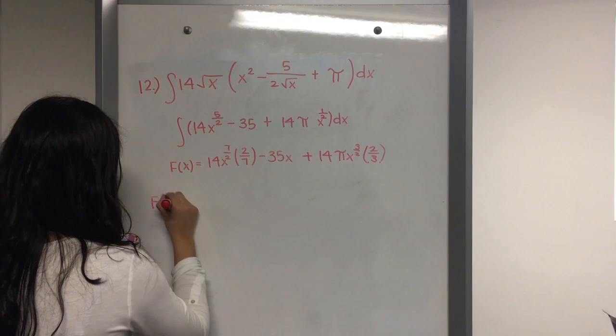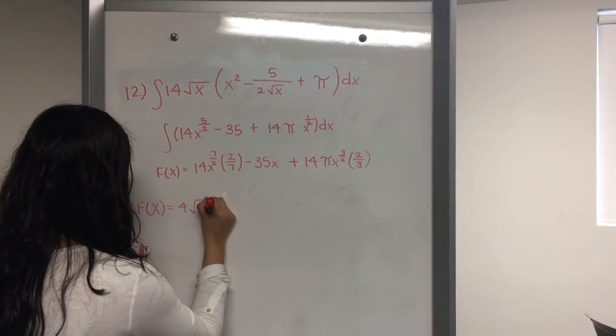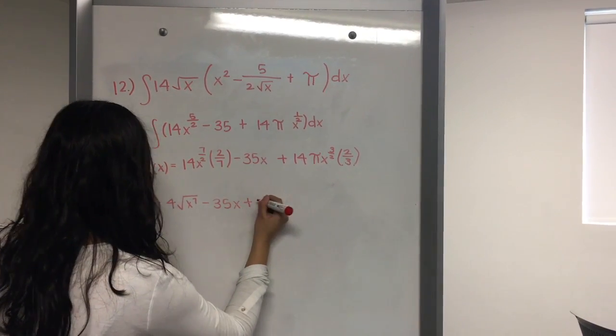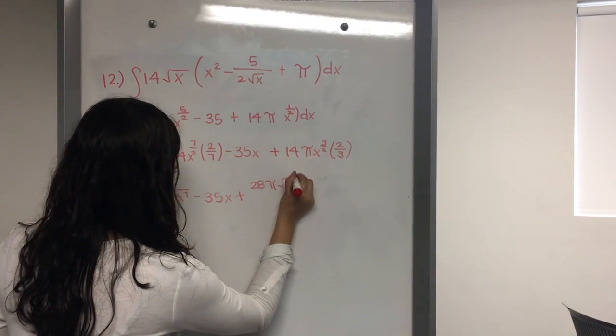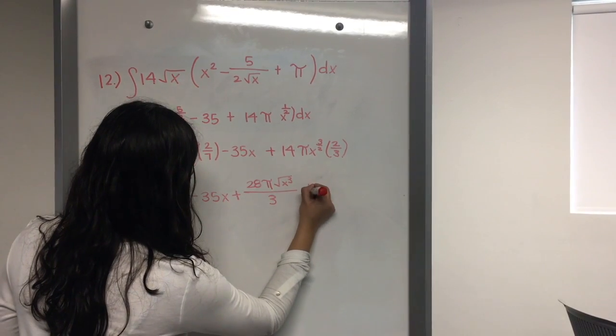So the final answer is 4 square root of x to the 7th minus 35x plus 28 pi square root of x cubed all over 3 plus c.